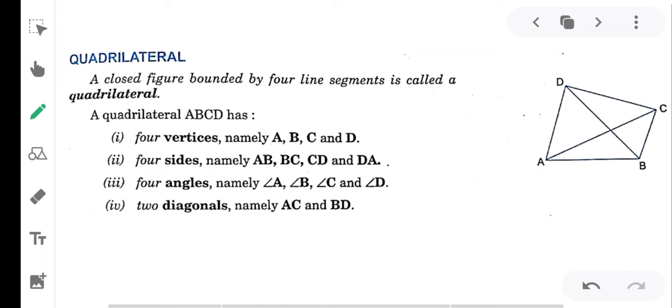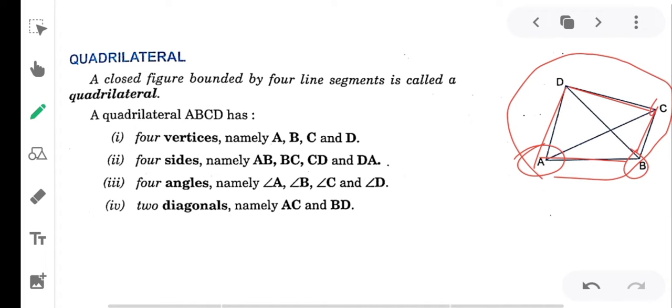Quadrilateral is a closed figure which is bounded by four line segments. So this is a quadrilateral ABCD, and this is a closed figure which is bounded by four line segments AB, BC, CD, and DA. And it has four vertices A, B, C, and D, and it has four sides. The four line segments are AB, BC, CD, and DA.